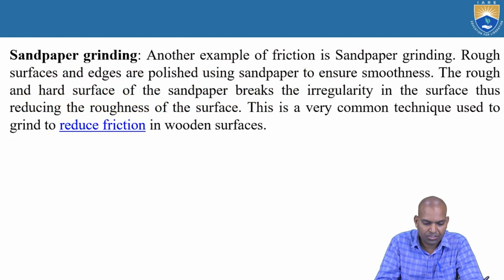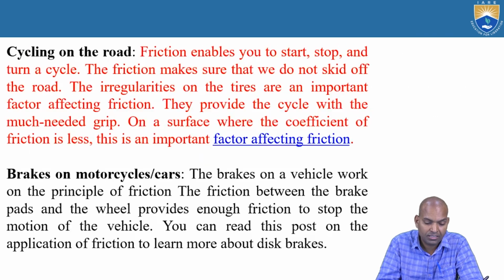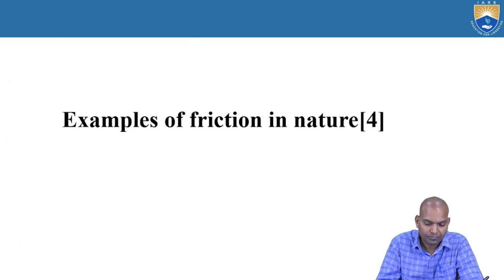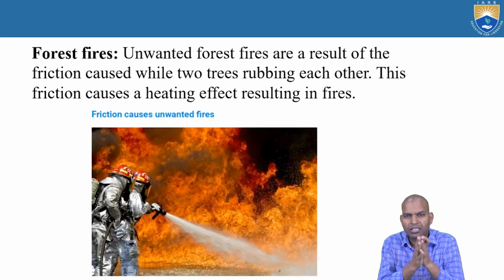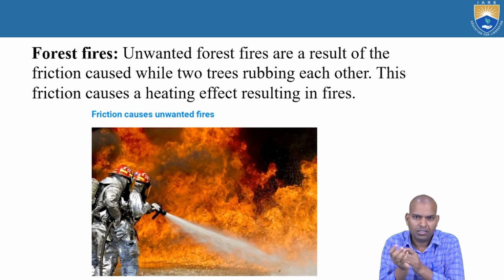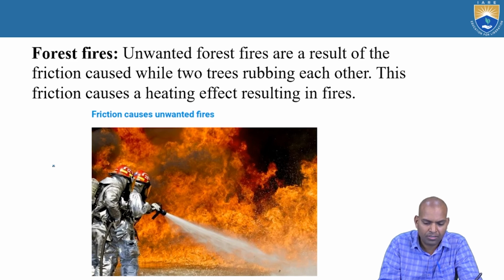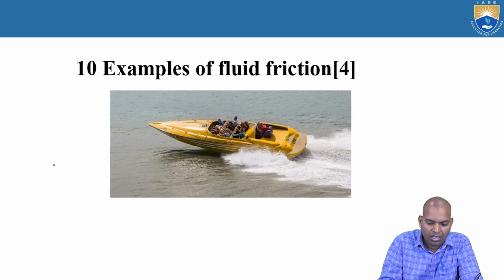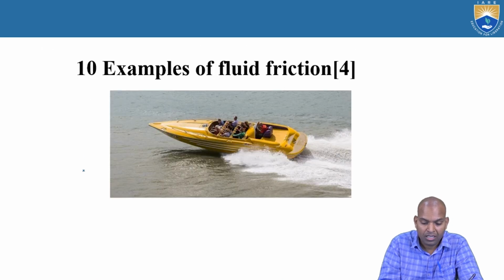Okay, and outdoor settings, you can see sandpaper grinding, kids sliding on a slider. These are the outdoor settings. In nature, okay, very important here. Due to friction, there is rubbing between two bamboo sticks. The fire comes due to friction. It catches the whole forest on fire. And this fire can't be extinguished by whatever fire extinguishers. It can be only by rain. There are 10 examples.